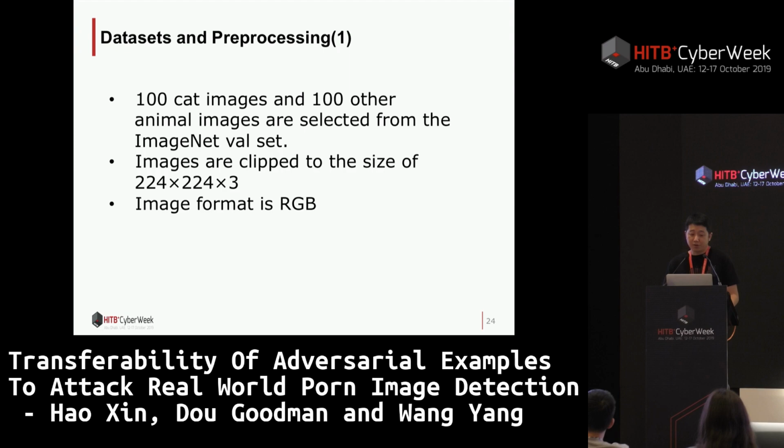Design and processing. The category to attack is the cat. We selected 100 images of cats and 100 images of other animals from the ImageNet dataset, and clip the images to a fixed proportion and format. We don't have a validation set here. The images for attack are also selected from this training set.